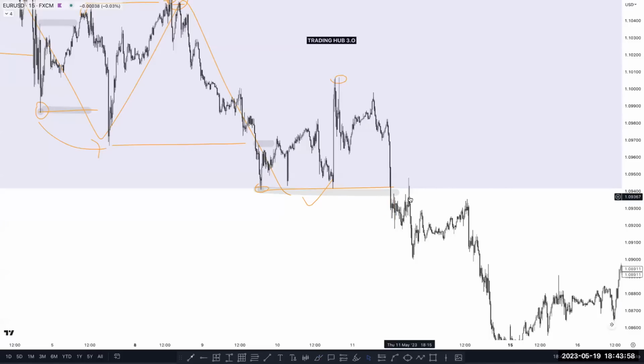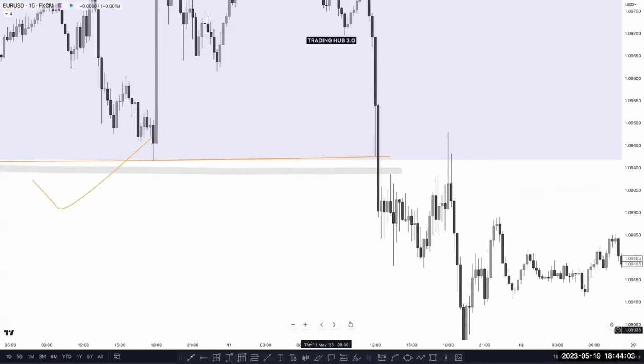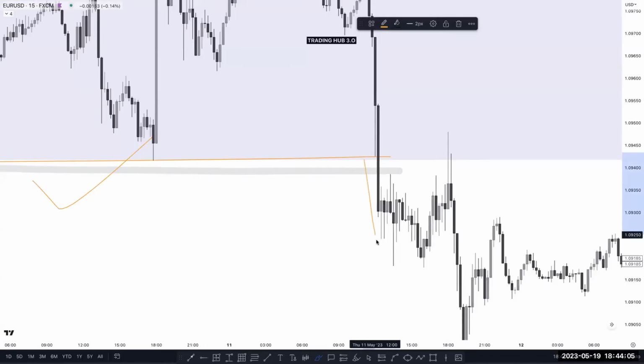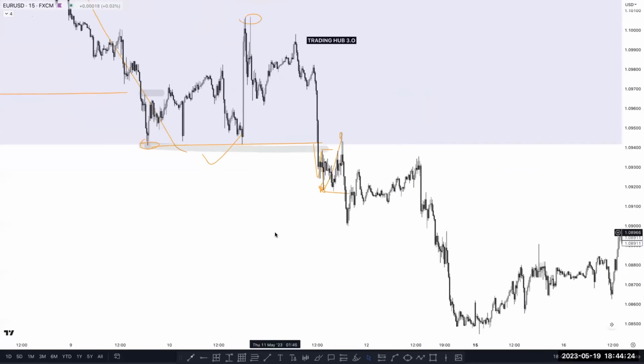Let me check this one. This one is a small pullback like this and broke this one. And then what happened? The market pushed upside, took out this one. This point becomes our lower low, right? And this becomes our lower high. Again break this structure, this becomes our break of structure here. Push downside, the market mitigates this PY, I mean this one.